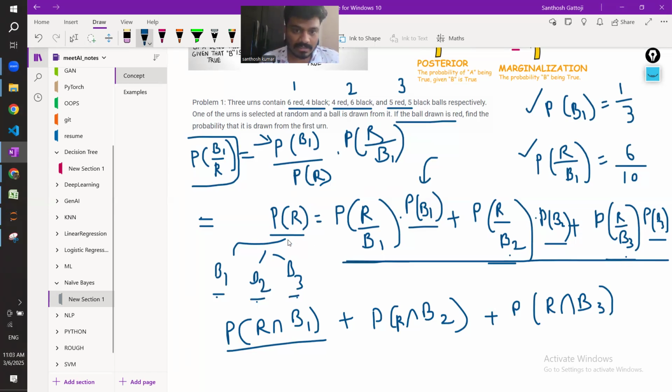Another way, if you think in simple terms, what is the probability of R? That means R falling in B1 plus R falling in B2 plus R falling in B3. Now, when I say R falling in B1, it means it is red and also box B1.